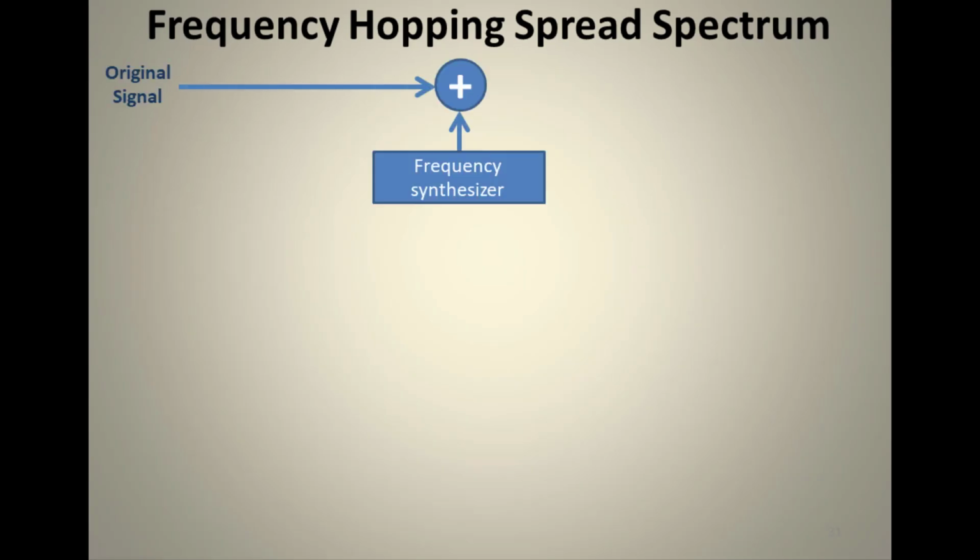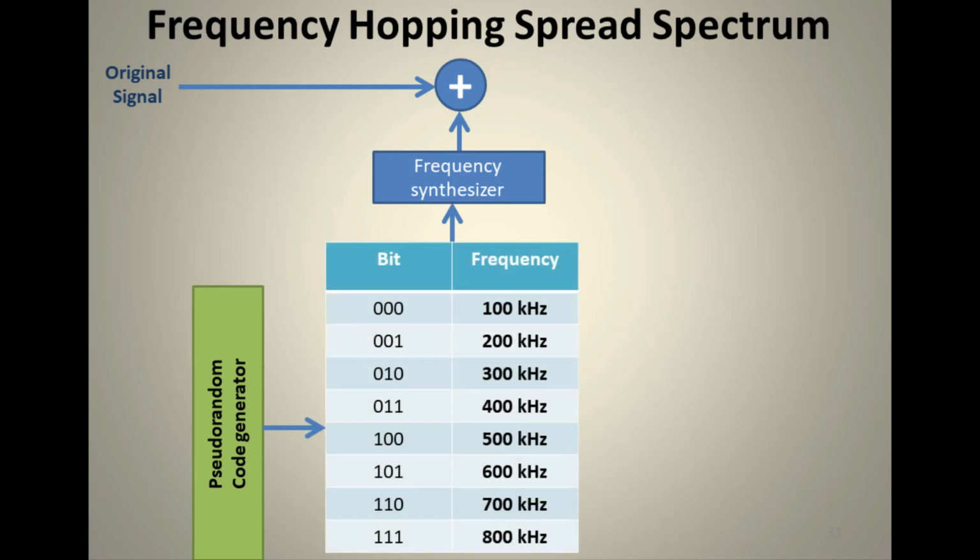Now here is how it works. We have the original signal. This signal is combined with a frequency synthesizer. Here we have this pseudo random code generator. Whatever input signal we have, it produces a frequency. Here we can see there are 8 frequencies.